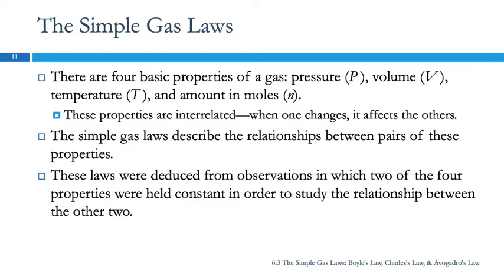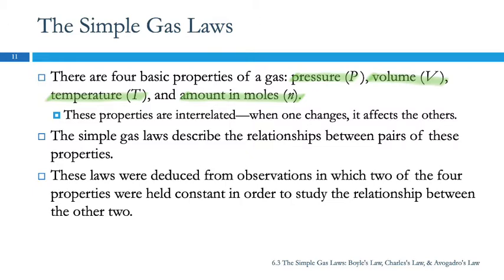These are the four parameters or basic properties of a gas. There's pressure, we use capital P, volume, capital V, temperature, capital T, and we measure the amount of gas in moles, and that's given the symbol lowercase n, just because. Those properties are interrelated. When you change one, at least one of the other ones has to change.